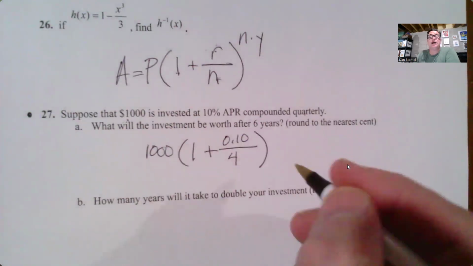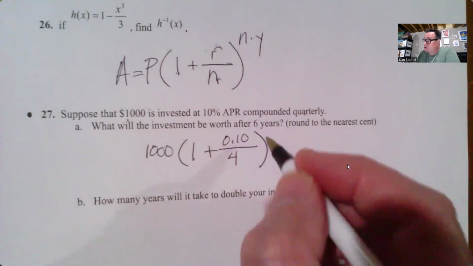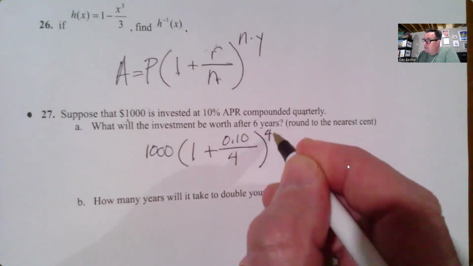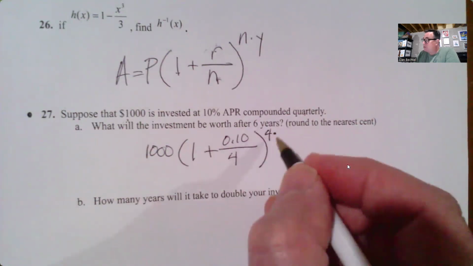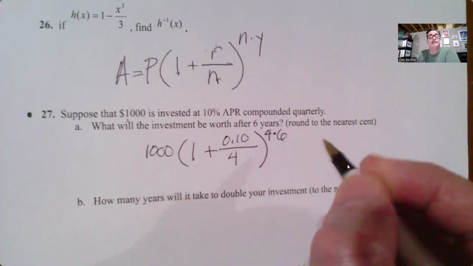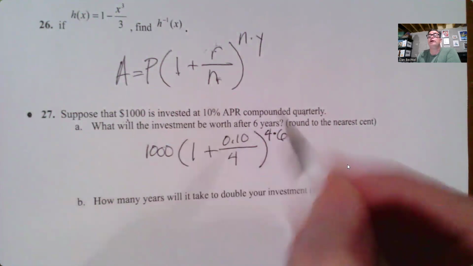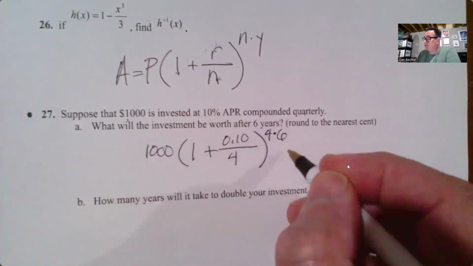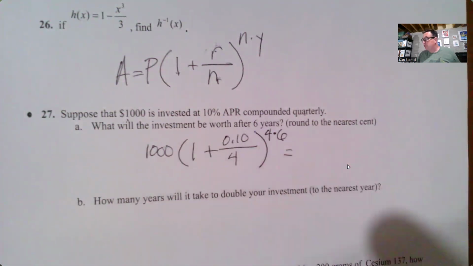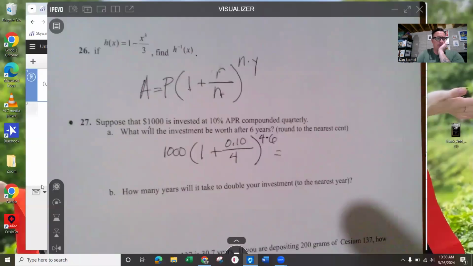In this case, it's compounded for 6 years. So the 4 is still the number of times I'm going to have to multiply it, but that is going to be times the 6 that I have here. So what I'm going to be doing is essentially plugging this into a calculator to get an answer for it. Let me move us to Desmos, because that's what we're doing.